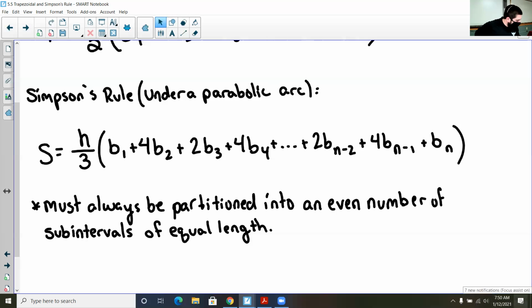Hold up. I just want to double check to make sure that I wrote this right. Yes, I did. Okay, I was starting to second guess myself. But anyway, we have to have an even number of subintervals.